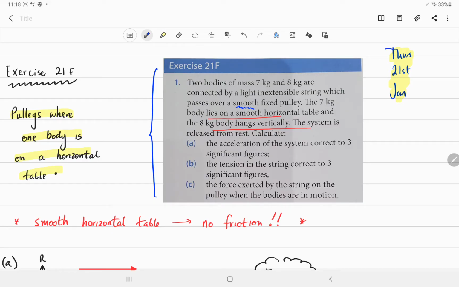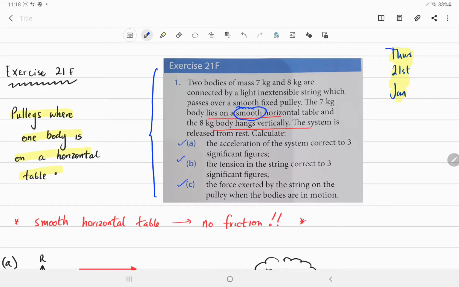The 7 kilogram body lies on a smooth horizontal table, so that's a new bit of information. And this is key. It's smooth. The horizontal table is smooth. And the 8 kilogram body hangs vertically. The system is released from rest. And then we'll have 3 questions to work out. So we'll look at our sketch first. So two bodies, one of them's on a table.